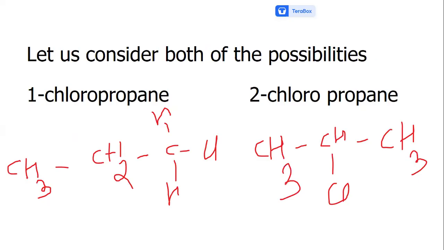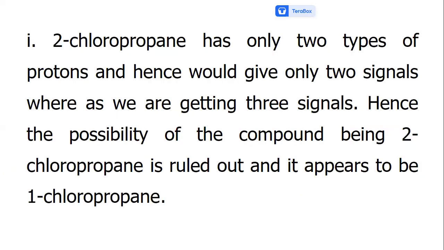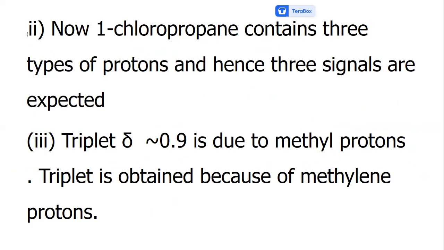Let us consider both of the possibilities, 1-chloropropane and 2-chloropropane. 2-chloropropane has only 2 types of protons and hence would give only 2 signals, whereas we are getting 3 signals. Hence the possibility of the compound being 2-chloropropane is ruled out, and it appears to be 1-chloropropane. Now 1-chloropropane contains 3 types of protons and hence 3 signals are expected.